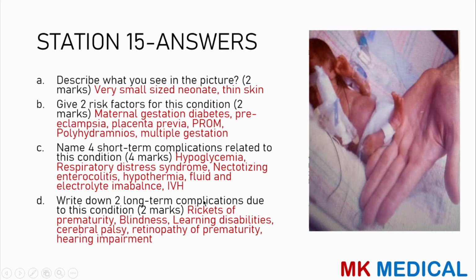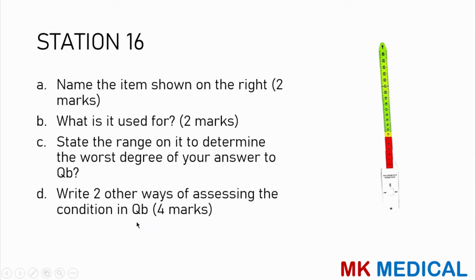Write down two long-term complications due to these conditions. You could have rickets of prematurity, blindness, learning disabilities, cerebral palsy, retinopathy of prematurity, and hearing impairment.